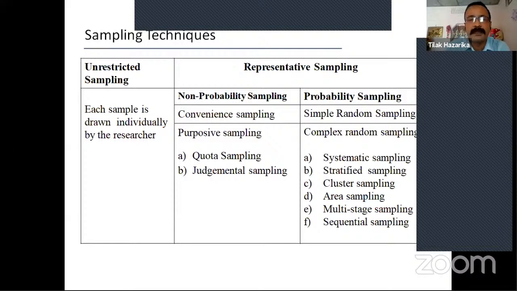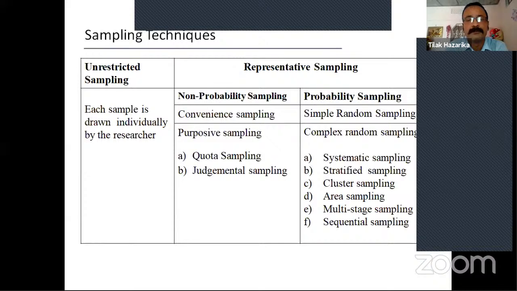So I'm not discussing quota sampling. Purposive sampling is also there, based on a previously assumed purpose. We may go for quota sampling, where we segregate some kind of quota out of the universe of sampling. And as I have discussed already, judgmental sampling. So my sample will be very much guided by a previously assumed judgment.